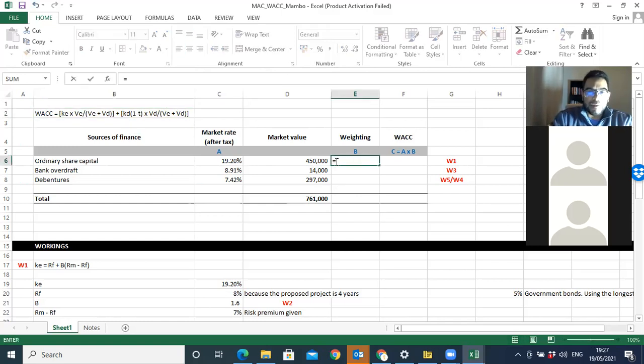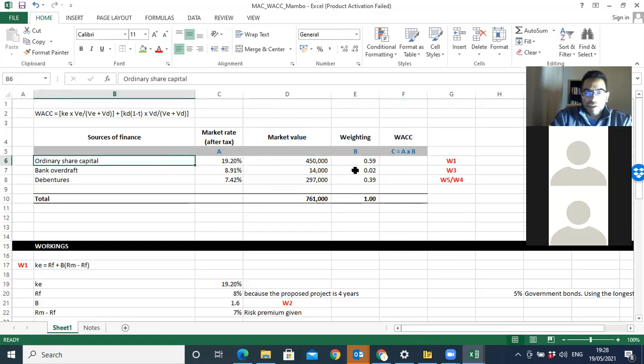Now we get the weighting. The weighting is going to be value of equity, VE, divided by total sources of finance. Similarly over here, it is going to be value of bank overdraft divided by total sources of finance. Similarly over here, it is debentures, value of debt, divided by total sources of finance. All you need to make sure is that this adds up to 1. It adds up to 1, so we're happy. So therefore, 59% of your total source of finance is funded through ordinary share capital, 2% is funded through bank overdraft, and then 39% is funded through debentures.